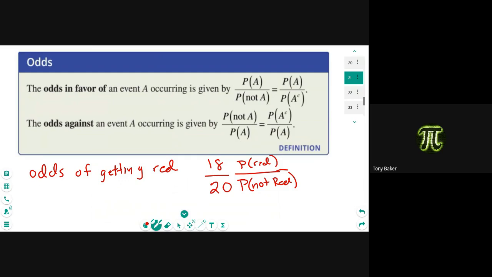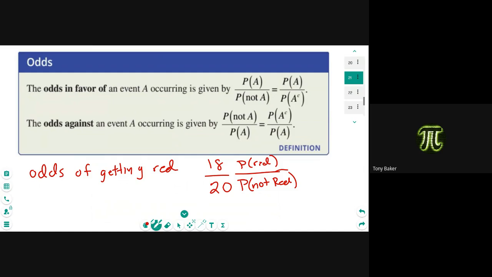You wouldn't just write that as a whole number. You'd write it as 18 to 1 or 18 over 1, because you need the other piece of information to make it an odd. You wouldn't just say the odds are 18. You need 18 to something. It's like a ratio, you always have that extra piece.